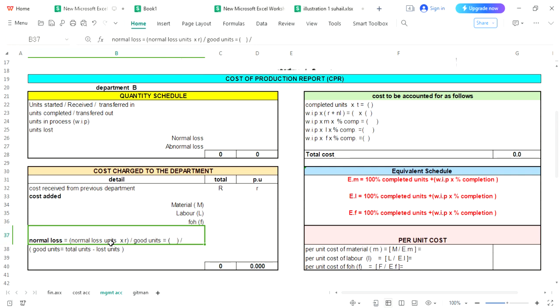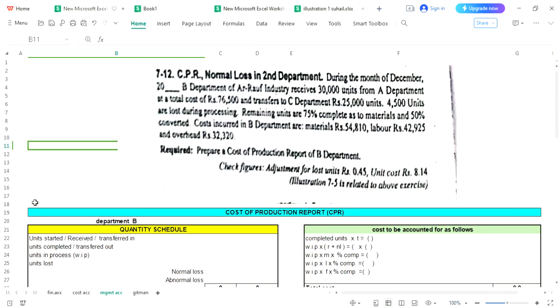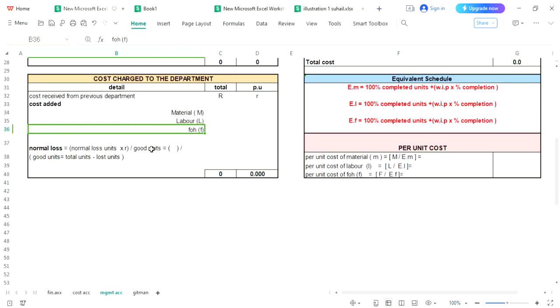Now let's go to the upper part of this view. We have 7.12, and there are two main things you can see over here: normal loss in second department. This is the important thing, normal loss in second department, and we have decided that in second department normal loss can be calculated. So hopefully you have understood the main target of this question is to calculate normal loss.